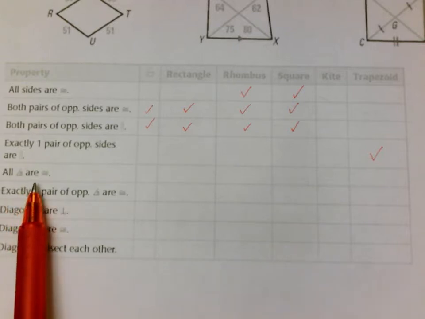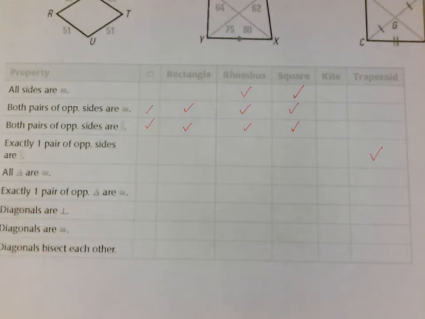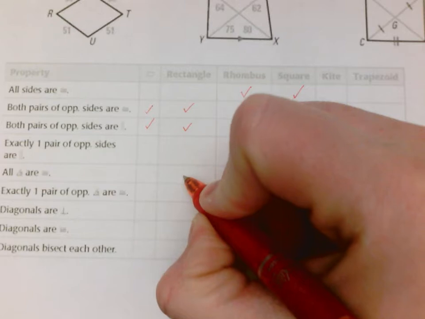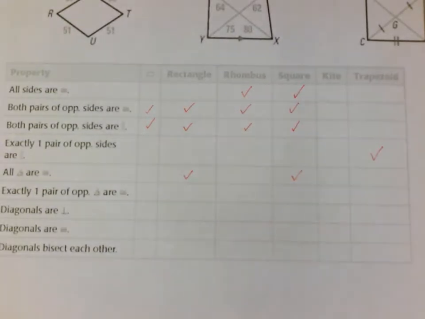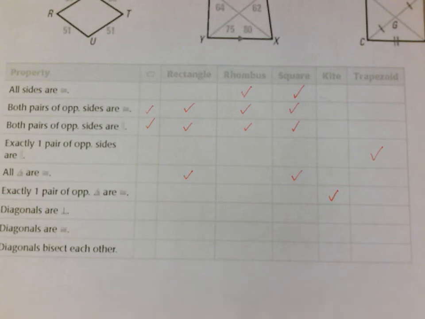All angles are congruent. So all angles are congruent when you have a right angle, so 90 degrees, so that would be a rectangle and a square, not a rhombus. Exactly one pair of opposite angles are congruent. One pair only would be the definition of a kite, or a property of a kite.